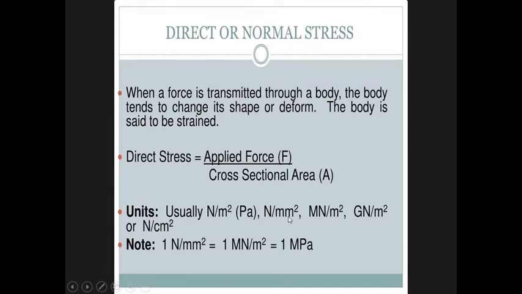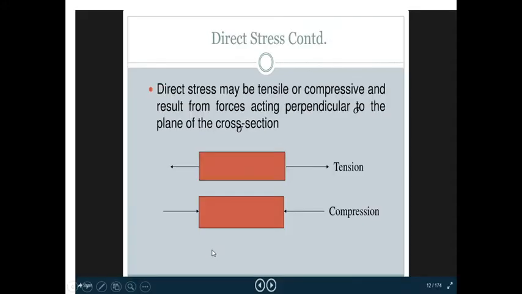Newton per millimeter square, mega Newton per meter square, giga Newton per meter square or Newton per centimeter square. Note: 1 Newton per millimeter square is equal to 1 mega Newton per meter square is equal to 1 mega Pascal. So that unit conversion we use for the calculations. When we are solving problems, we are using those unit conversions. So that is very important for all the stress problems.